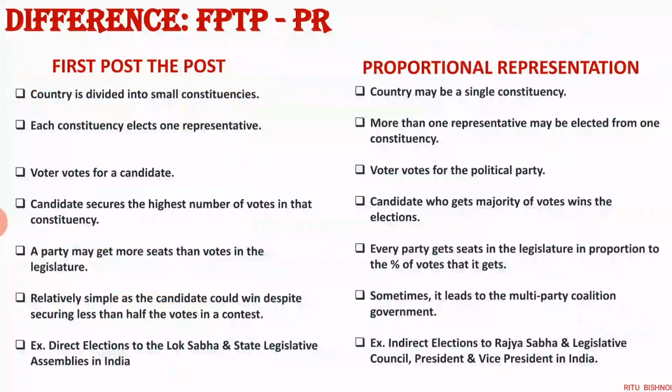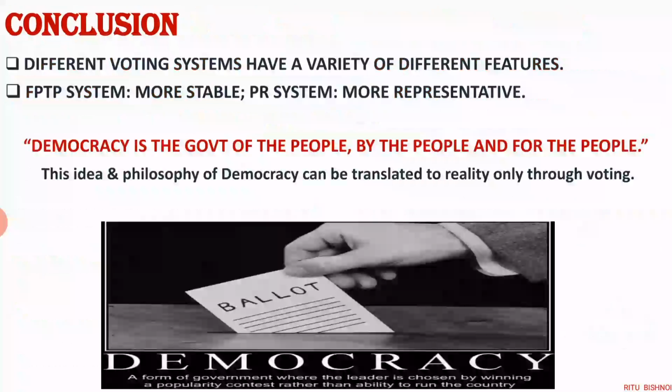In India, we use the first past the post system to elect members of Lok Sabha and state legislative assemblies. And we also use proportional representation system for electing Rajya Sabha and state legislative council members, president and vice president in India. Different voting systems have a variety of different features. Like the first past the post system is more stable, whereas the proportional representation system is more representative.